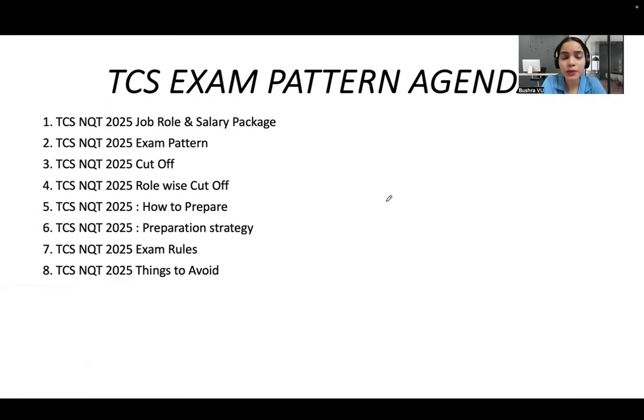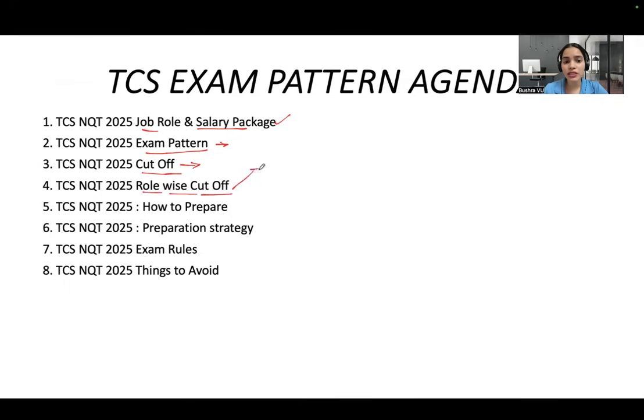So in this video, we will be discussing the TCS exam pattern, and this is the agenda for today's discussion. I will be covering the different types of job roles that they offer and the salary package offered for each job role. We will be covering the exam pattern, what kind of questions are asked, and how many questions are asked in each section. Then we will be talking about the cutoff. How many questions should you be solving from each section to be able to clear the test? We will be talking about that. Then we will talk about the role-wise cutoff.